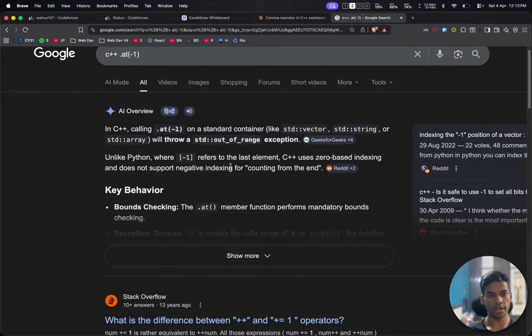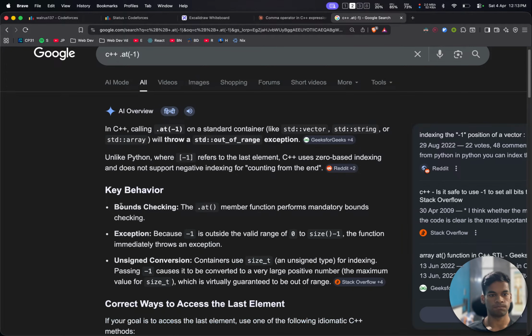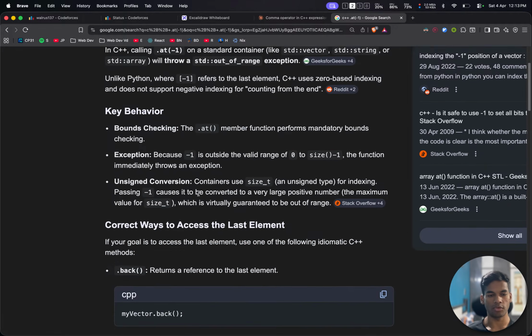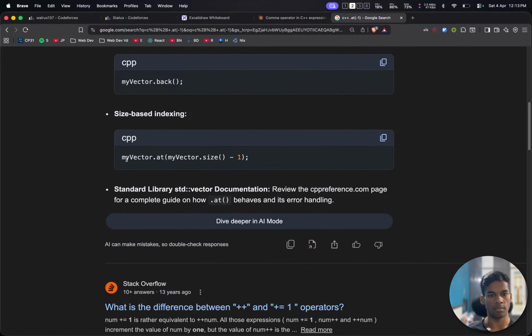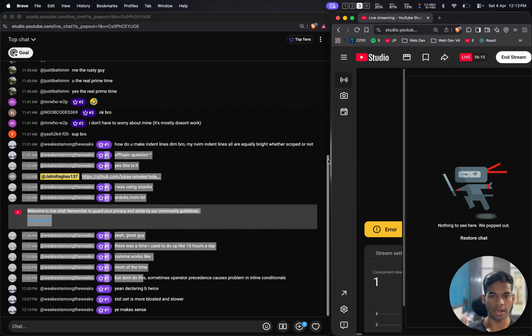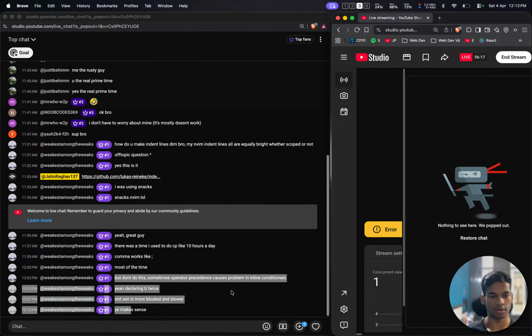Shit, out of range. Okay, add is for bound checking, not -1 thing. Yep, I do have to get the size. I thought add can use minus. Shit.